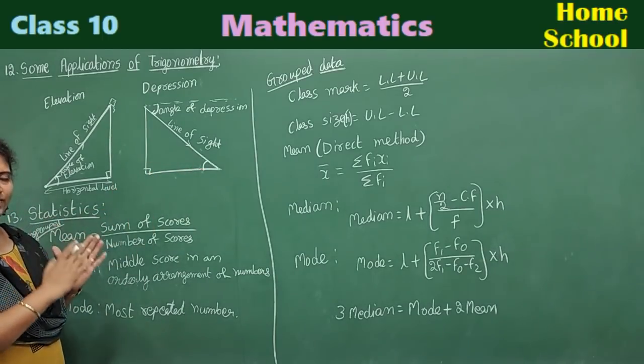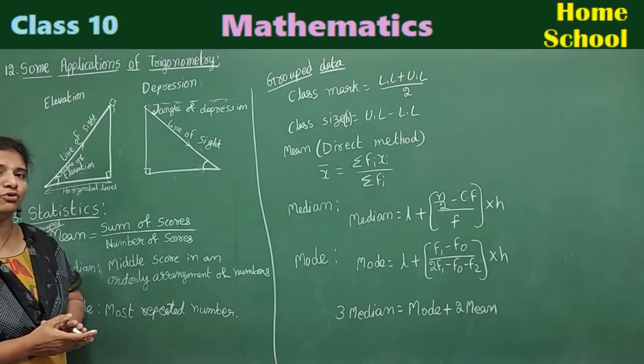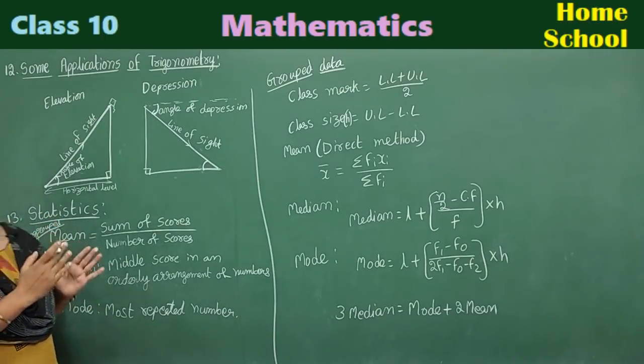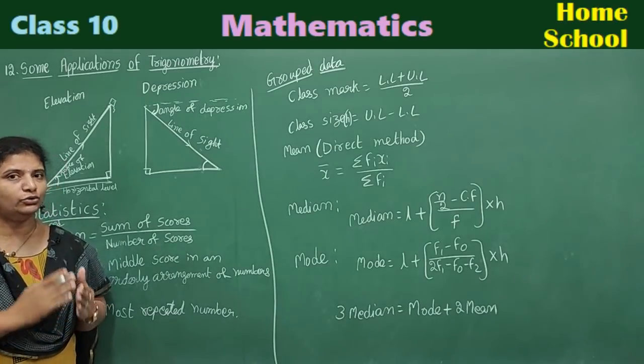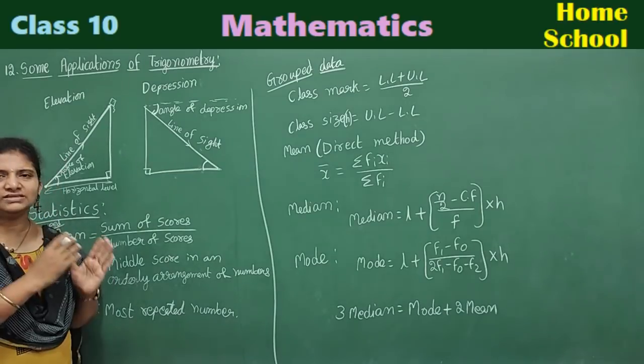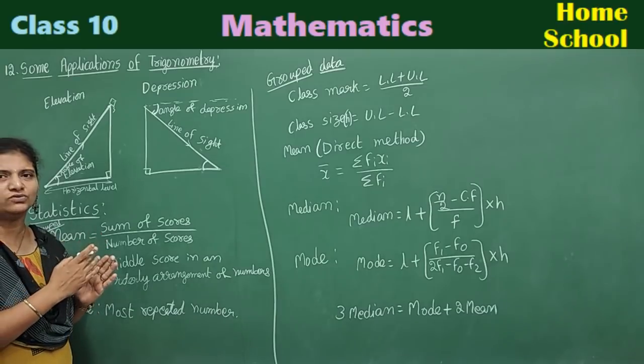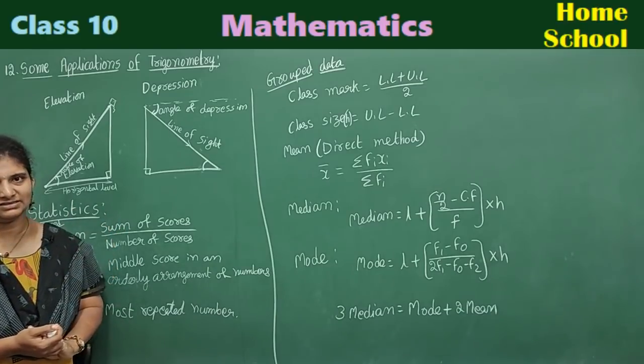Angle of elevation and depression is very important, and in a right triangle, according to the ratio that is given, you need to take the ratio. This application is mainly used to find heights and distances.